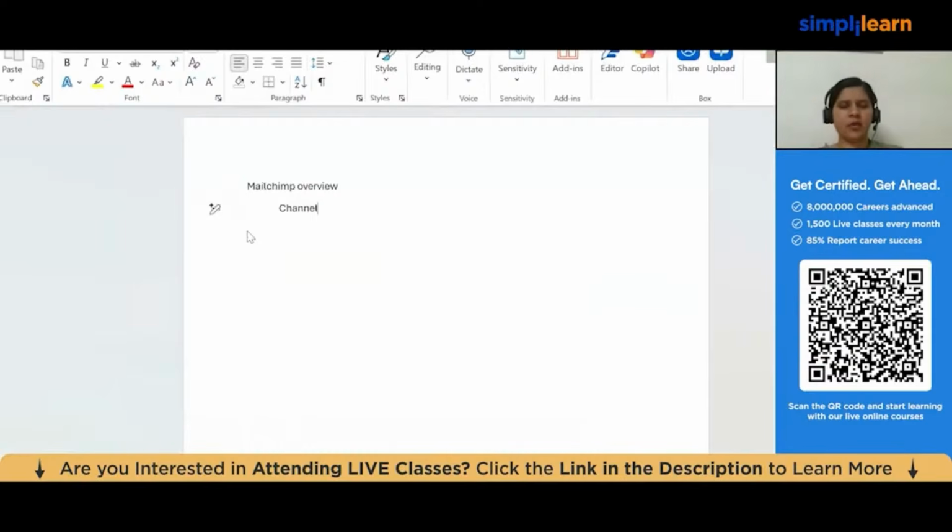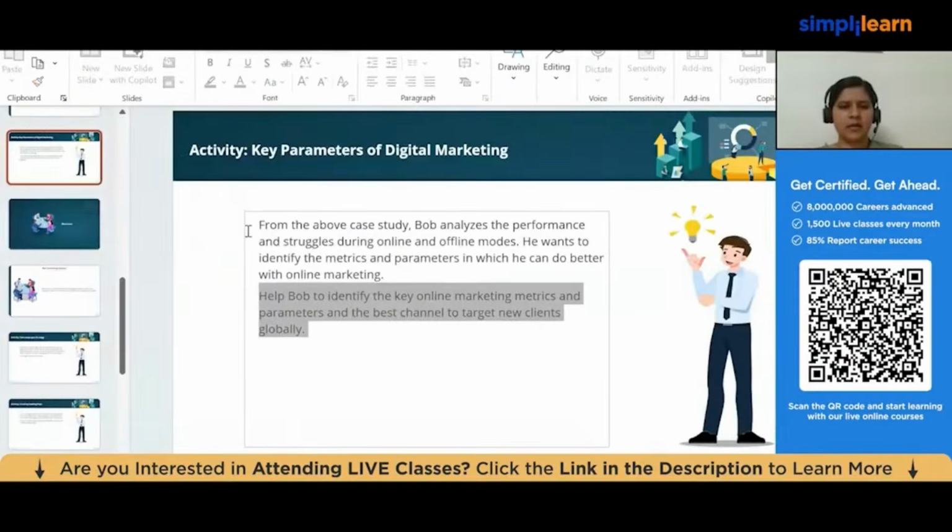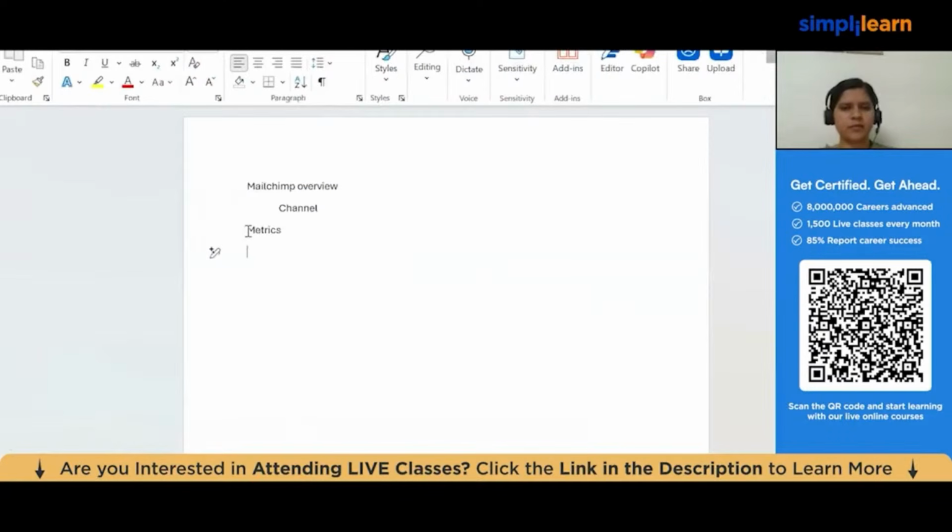Basically, in the activity you have to let them know the channels, the metrics, and whatever parameters. So it's one and the same thing ideally.